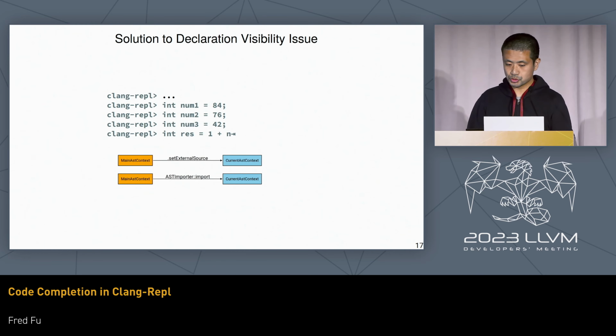To solve this issue, we resorted to two methods: set external source of AST context and the import method of AST importer. Using the example here, first we make the main AST context an external source of the current one. Next, we import each declaration that we have defined so far from the main context to the current one. First number 3, then number 2, then number 1.